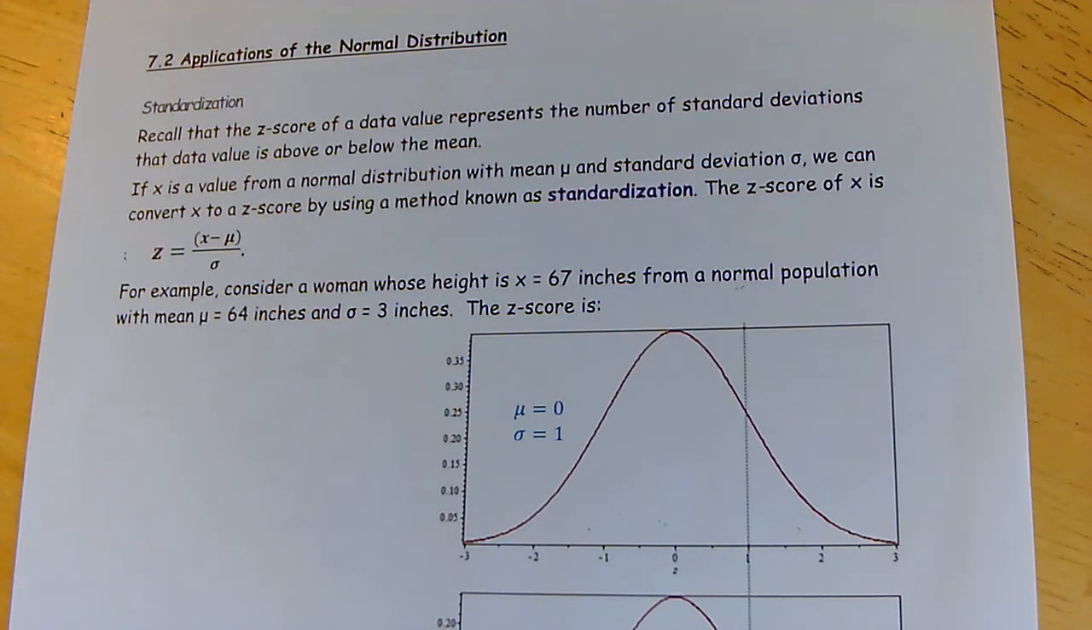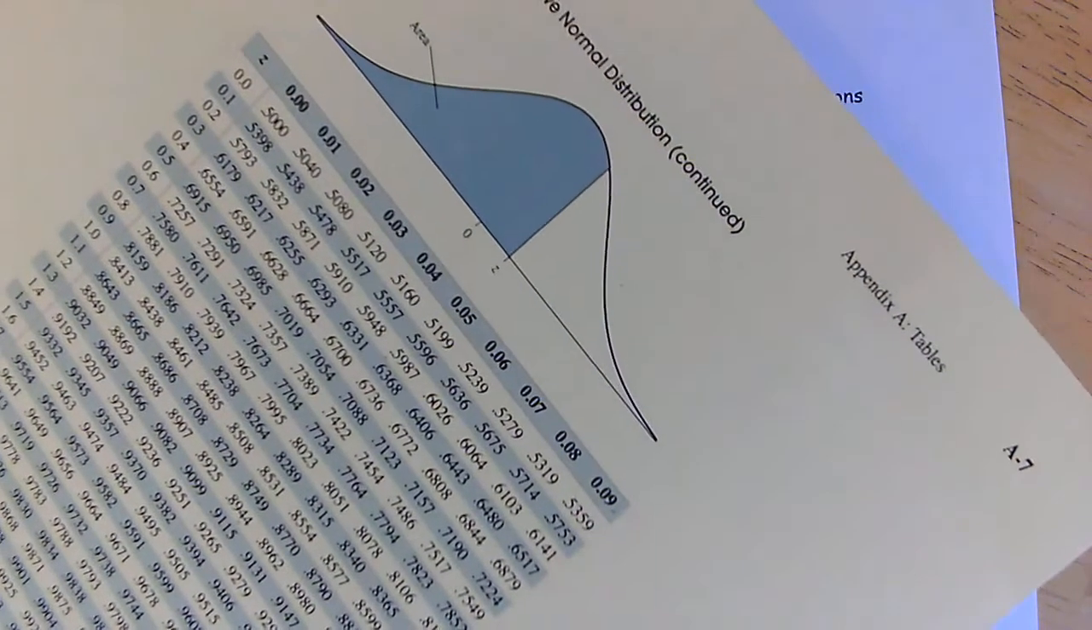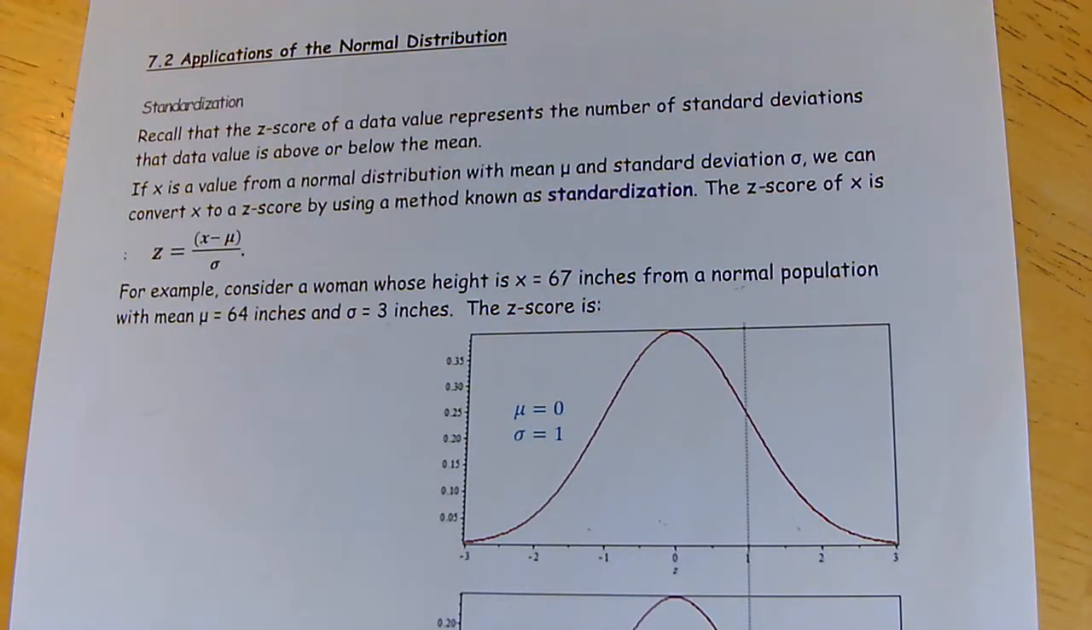7.2 Applications of the normal distribution means we're going to do word problems and answer probability questions using a normal distribution, our yellow table, or technology. So what we do is we get a z-score, and then we use the table to read the area under the curve that refers to the problem.